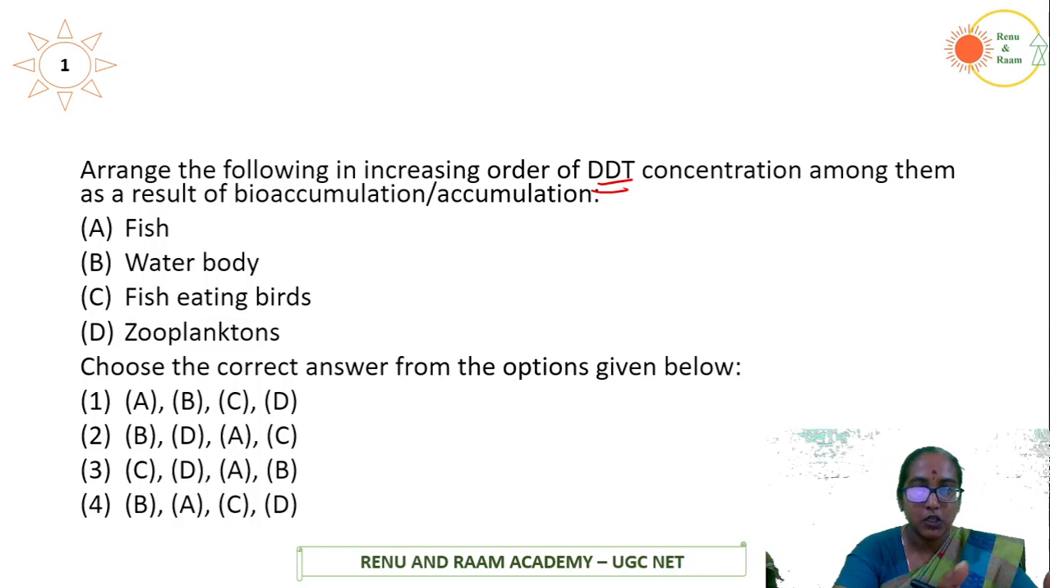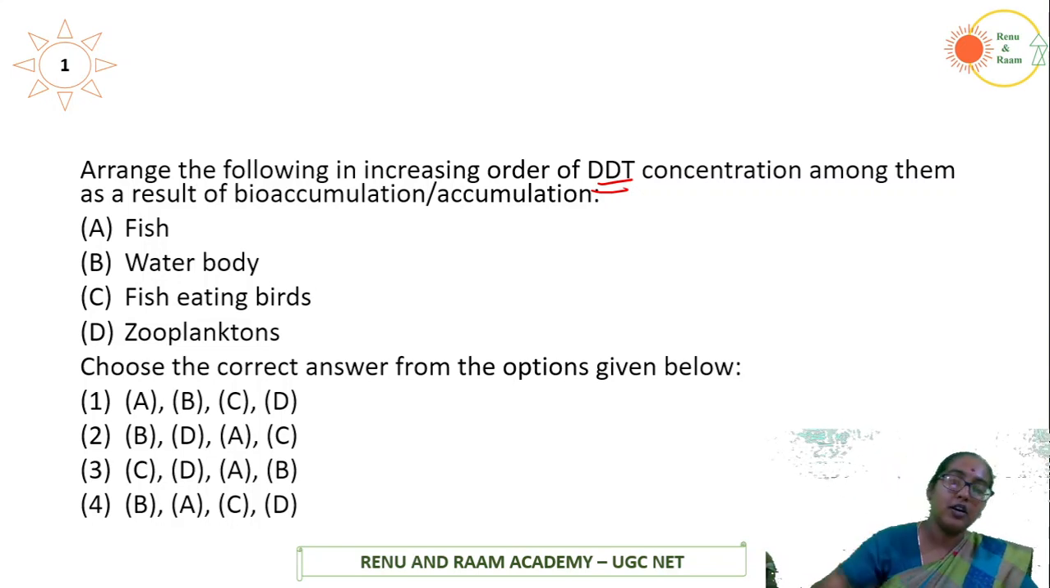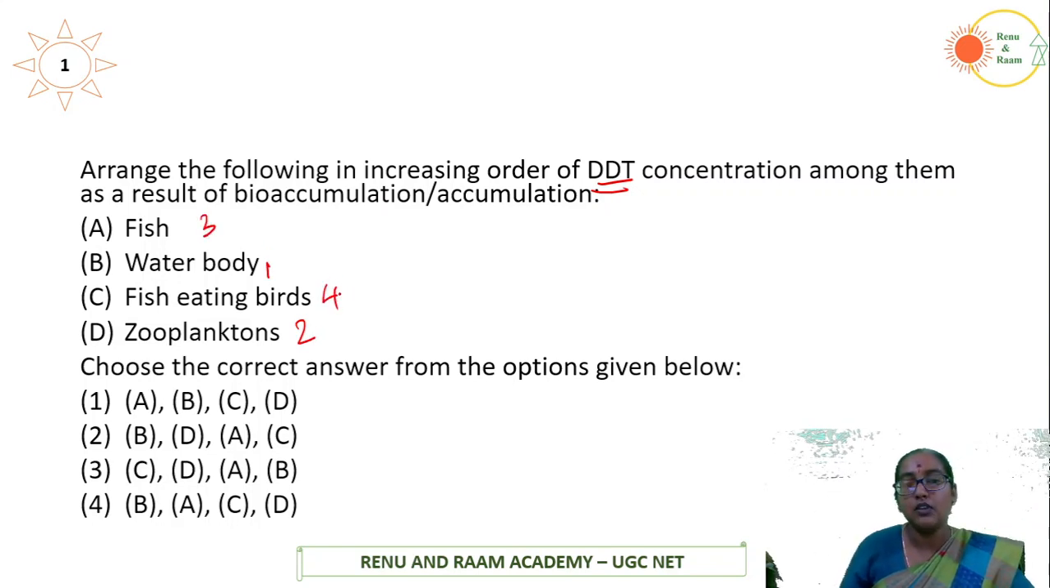So if you see the accumulation process in increasing order, first comes the water body, followed by the zooplanktons and the fish, and the fourth one being the fish eating birds. So it will be B, D, A and C, which is option number 2. So the answer is option 2.